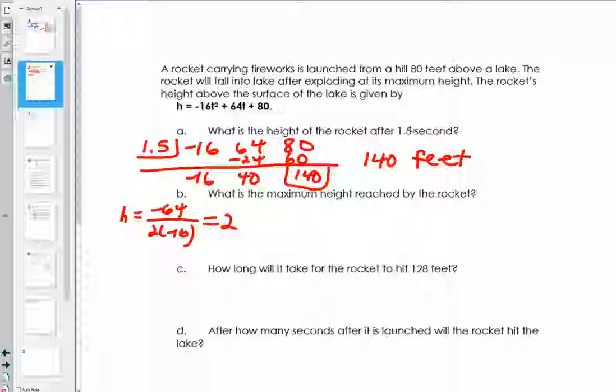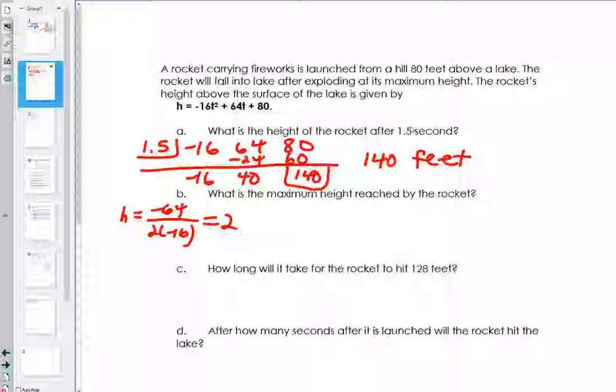If they end up asking me how many seconds does it take to get to its highest point, is it in seconds, right? It's got to be seconds. Height above surface. Yeah, I guess it's in seconds. So it's going to take 2 seconds to reach its height.